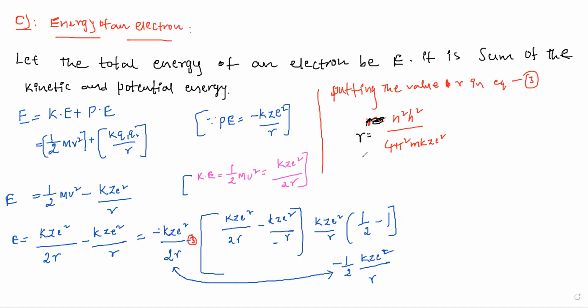Here we'll get the energy of electron En equal to K Z e square into 4 pi square m K Z e square, multiplied by 2, since there is a 2 here, so we get 2 n square and h square.